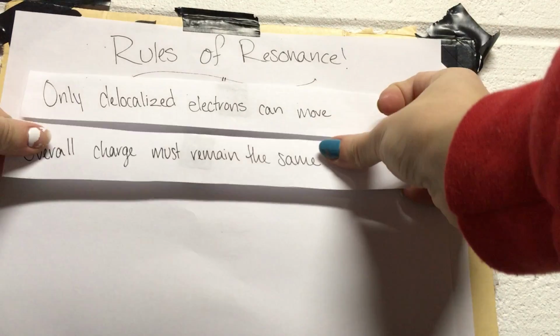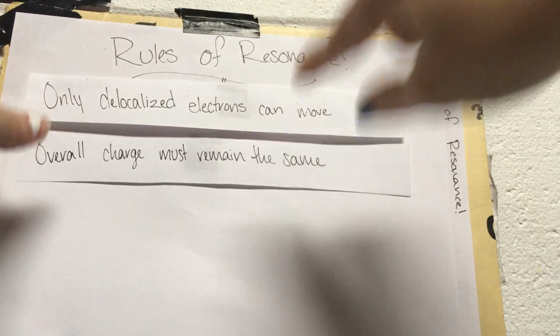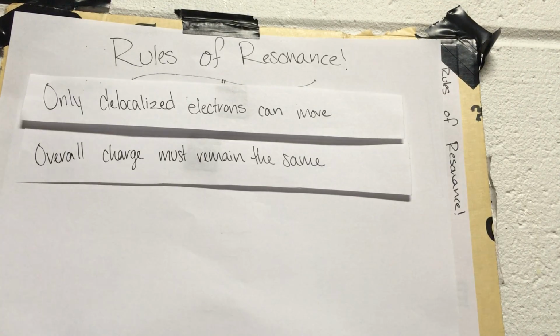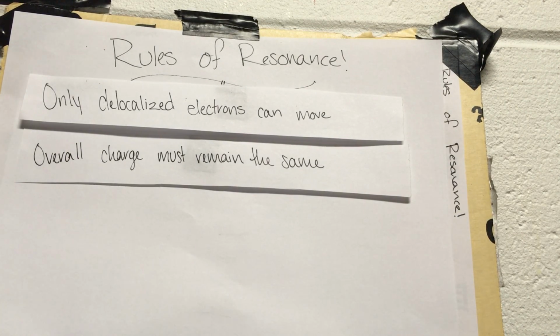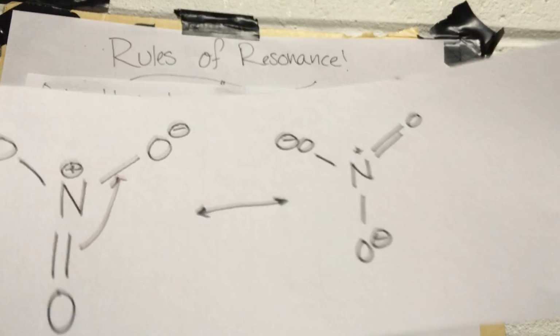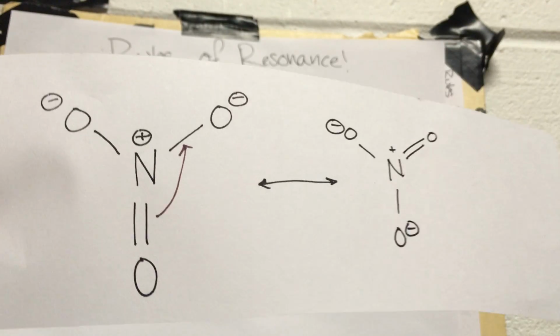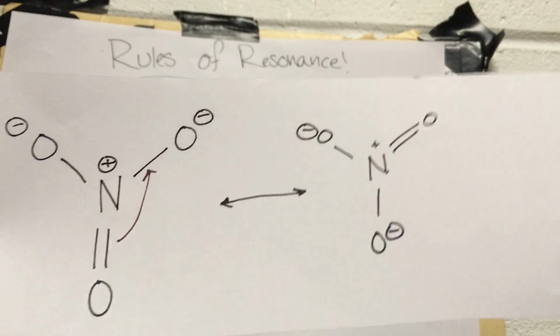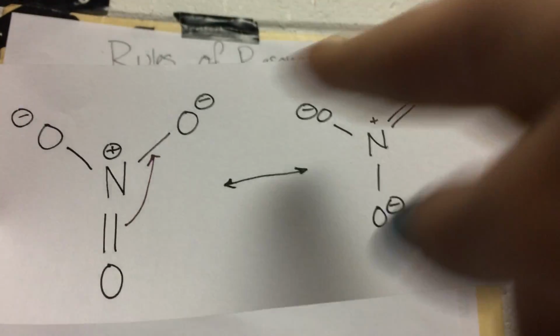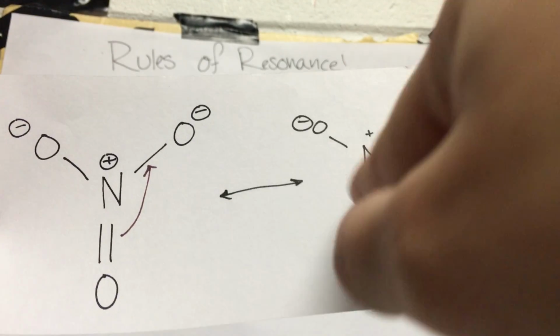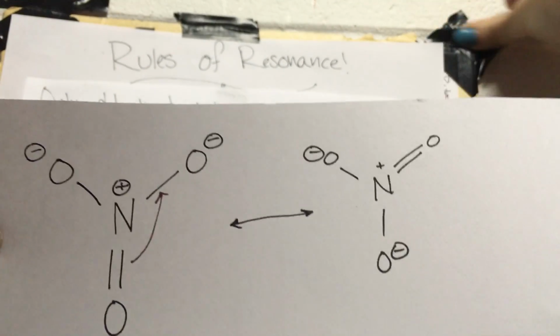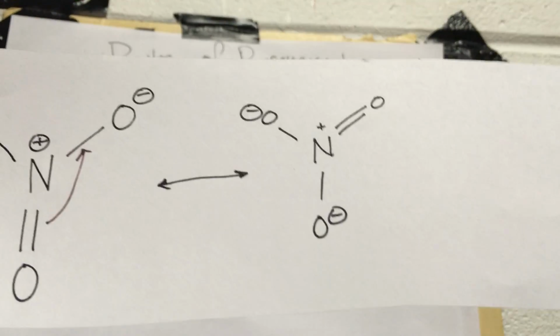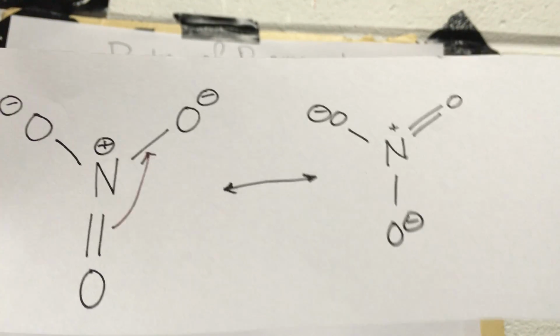Another rule to keep in mind is the overall charge must remain the same, and this is kind of hard to explain, so I have an example to show. Right here we have the nitrate molecule, and you can see that there is an overall negative charge. There's two negatively charged oxygens and one nitrogen, and this resonance also has to have those two negatives and a positive, or hypothetically it could have one negative because the formal charge is negative, but that's the idea.